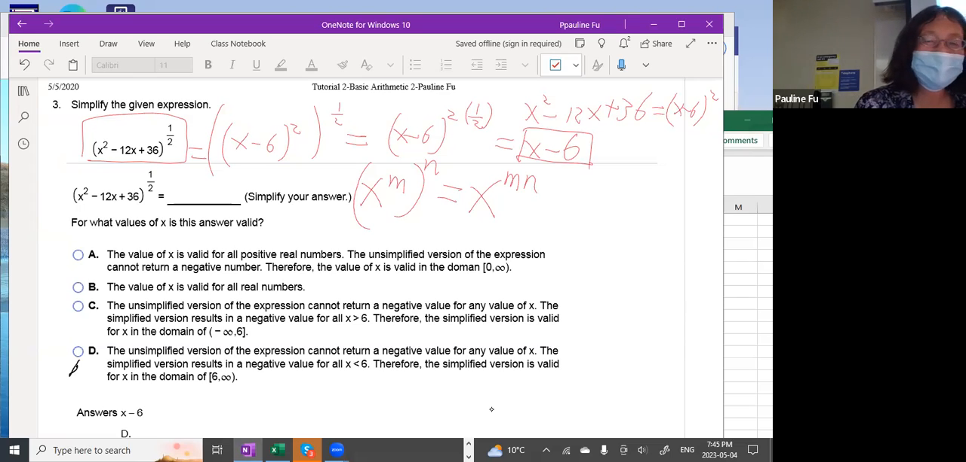And then the second question, we simplify this one. So this equals x minus 6, okay? For what x is this answer valid? Multiple choice questions A, B, C, D. For what x is this answer valid? How do we tackle this question? For what x is it valid?